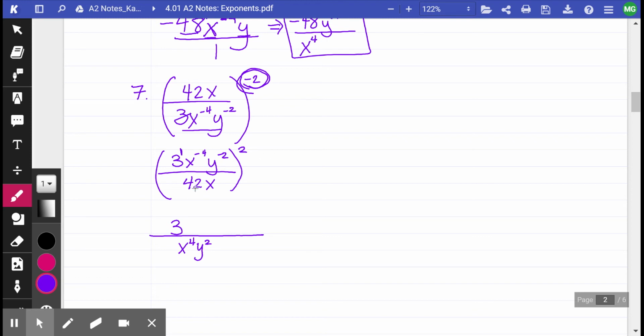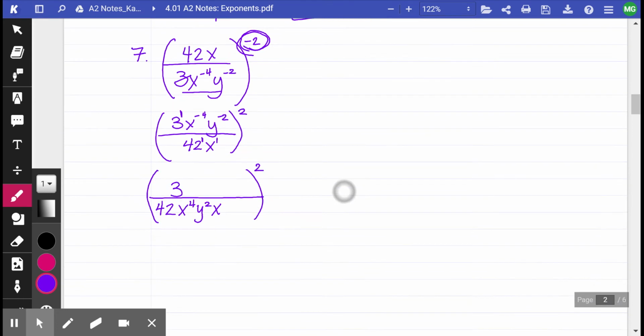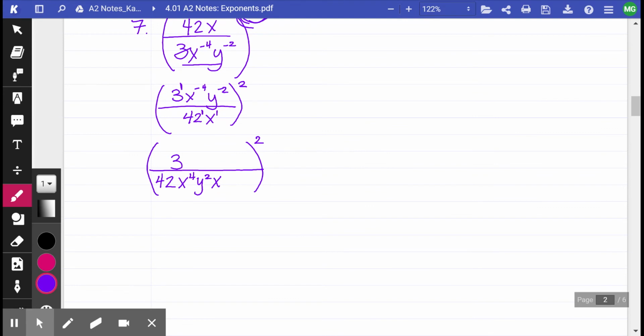Now I go to the bottom, 42. That has a positive 1 exponent, so that's going to stay in the bottom. X has a positive 1 exponent, so that's also going to stay in the denominator. And that's all being raised to the second power. All right, again, you still have some options. You could reduce here if you wanted, or you could square it. That is up to you.